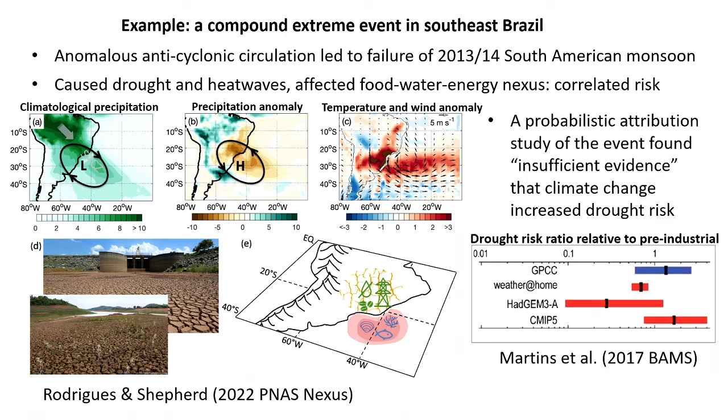There was a probabilistic attribution study of that event, published in the BAMS special issue on extremes, and they found insufficient evidence that climate change increased drought risk. Their evidence is shown here. This is a risk ratio, so greater than 1 would say that climate change increased the risk, less than 1 would say it decreased it. The observations show a tendency towards increase. The CMIP models, for what they're worth, also show a tendency to increased risk, but the two versions of the Met Office model they used showed a decrease. They pooled the uncertainties. It straddled 1, so they said there was insufficient evidence.